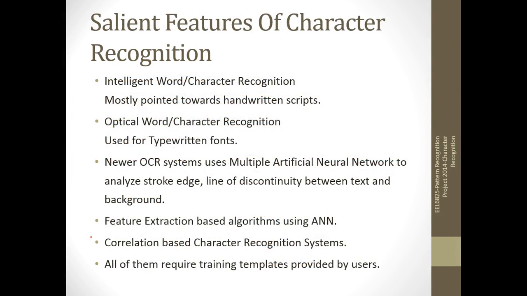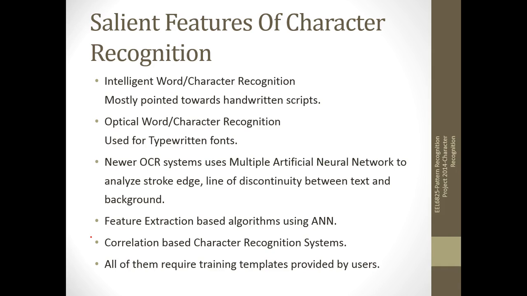The salient features to discuss are the types. The first one is also known as intelligent word or character recognition, which is mostly pointed towards handwriting scripts. The writing styles and the scripts vary from person to person, and it makes the solution to the problem even harder if we use different scripts in our handwriting.